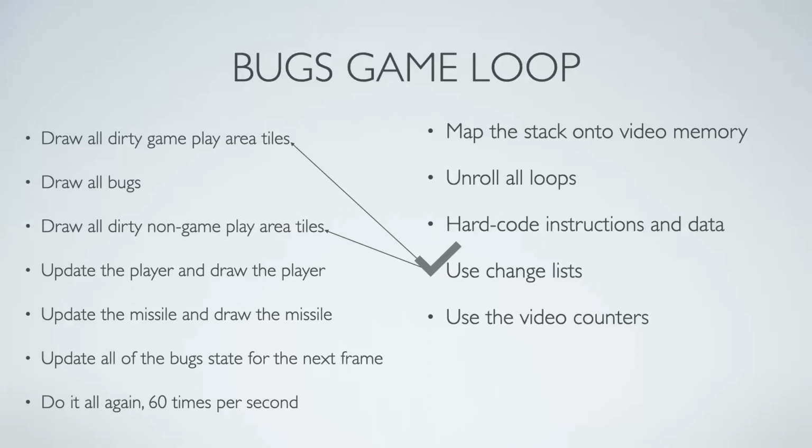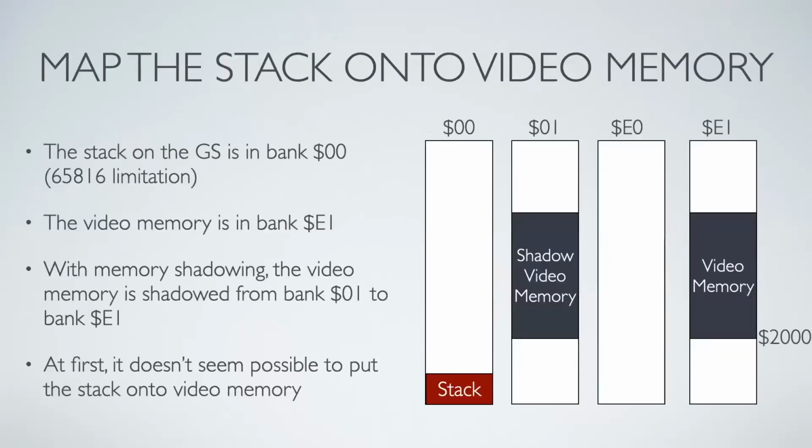But what does it mean to map the stack onto video memory? First of all, the stack is a very efficient way to write data on the GS. 2 bytes can be pushed onto the stack in as little as 5 instructions, which is very good. There's a limitation of the 65816 processor, which presents us with a problem though. Memory is split into a series of 64K banks, and the stack can only be somewhere in bank 0. You cannot put the stack in an arbitrary bank.